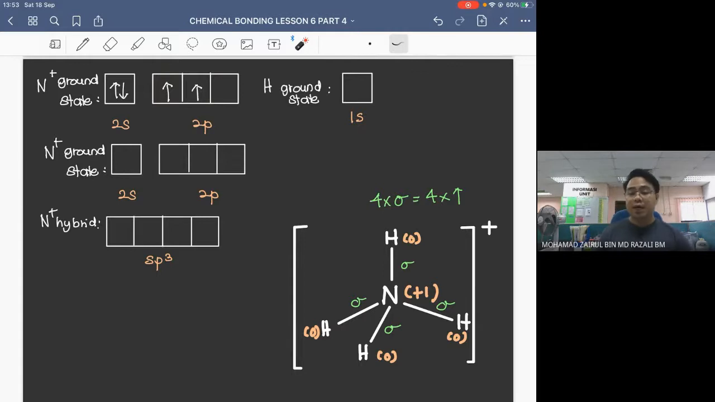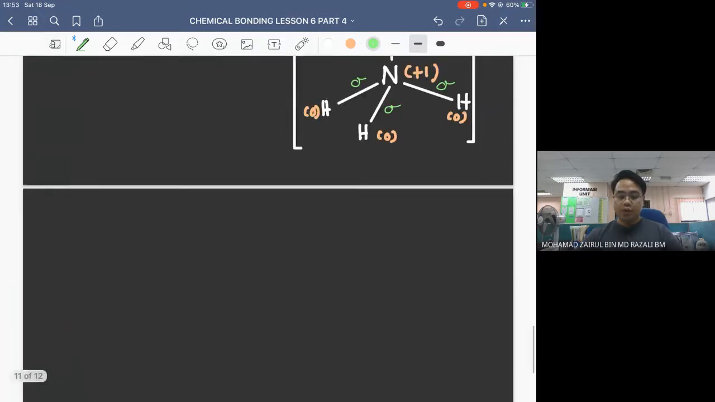So macam mana nak jadi 4? So we are going to excite one of the electron from the 2s, kita akan excitekan pergi kepada 2p. So sekarang ni 2s ni akan tinggal 1 and the 2p now have 3 unpaired electron. Okay, so for the N plus hybrid, we know that the N plus is sp3. So we need to combine 1s orbital and also 3p orbital. So kita akan combinekan dia. So kita tengok setiap satu tu unpaired, kita gabungkan. Dan nitrogen hanya ada 1 elektron. So inilah yang kita akan gunakan untuk sigma dan akan overlap dengan hydrogen.